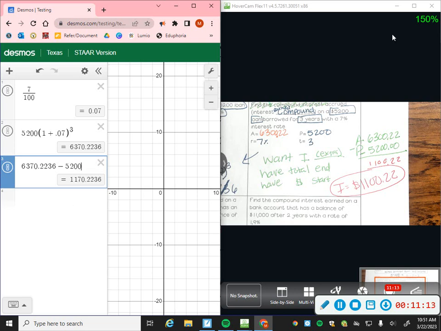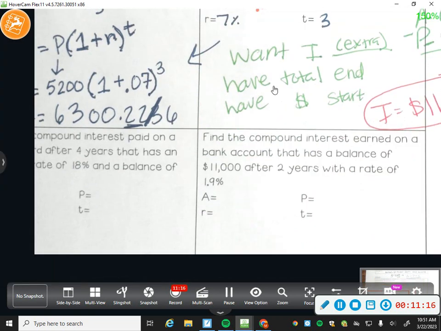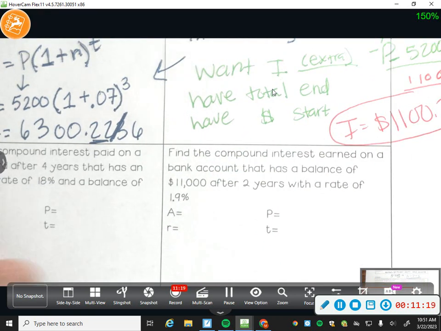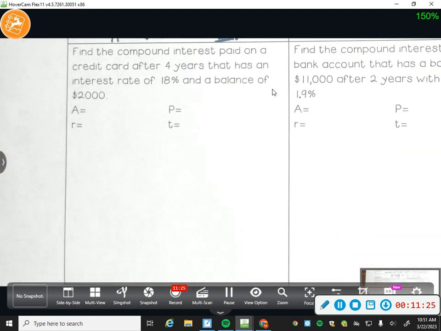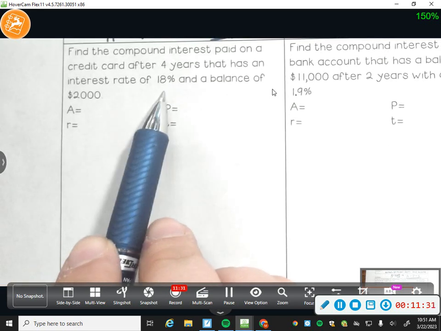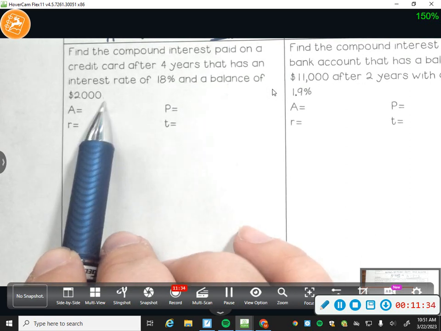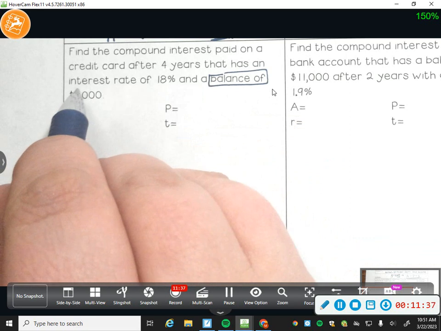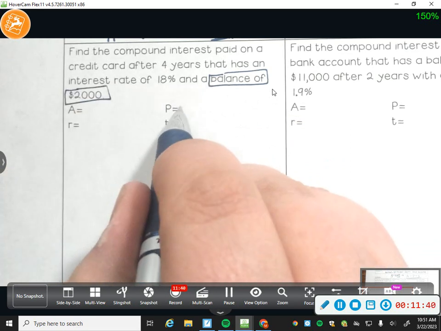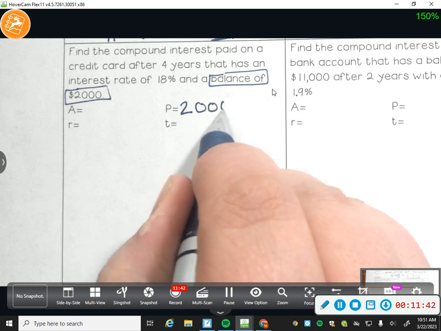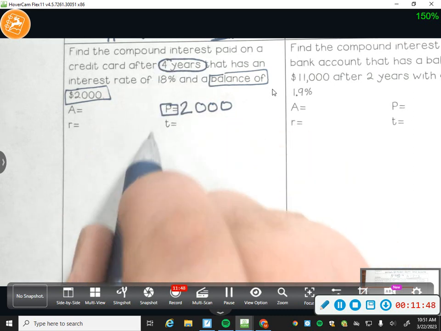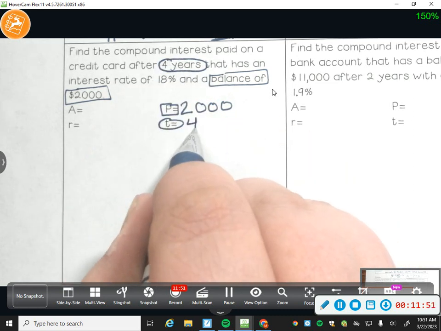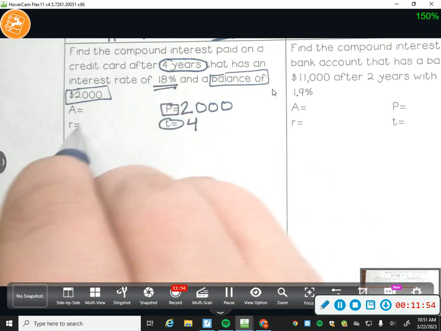And now we'll look at the third example. The third example says to find the compound interest paid on a credit card after 4 years that has an interest rate of 18% and a balance of $2,000. Since it has a balance of $2,000, I know that the principal or the loan amount is $2,000. It's been paid off through 4 years, so the time is 4. And the interest rate is 18%.